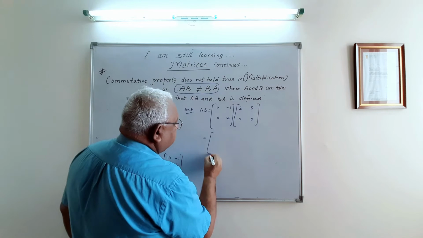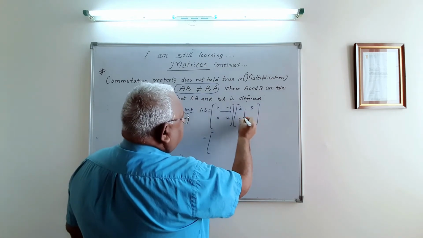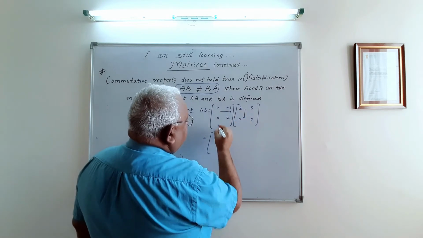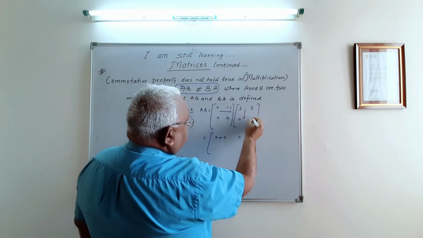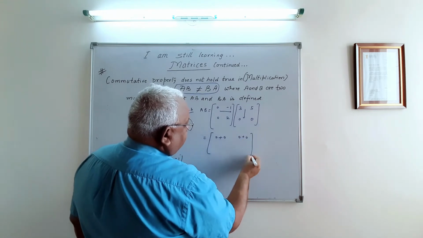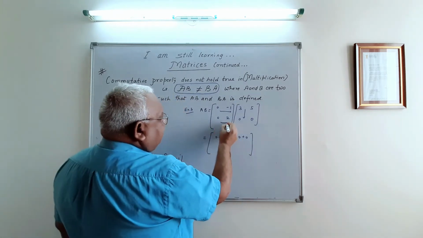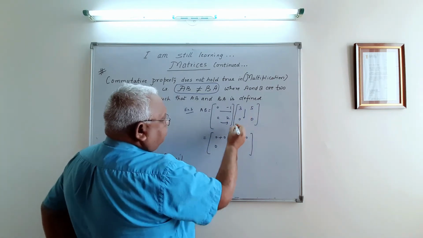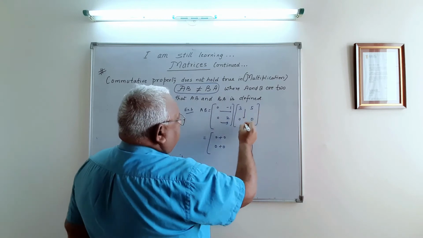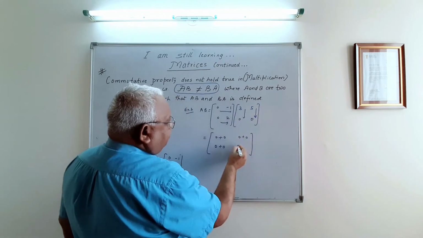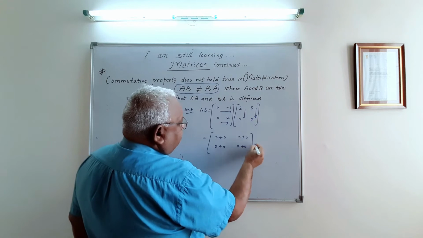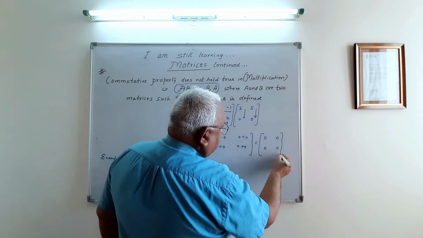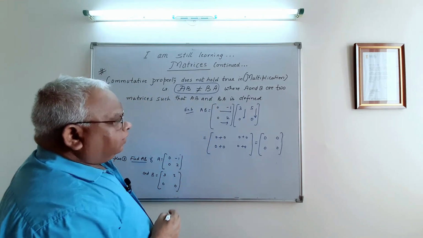So this is equal to, first row, first column, 0 into 3 is 0, plus minus 1 into 0 is 0, 0 into 5 is 0, minus 1 into 0 is 0. Second row, first column, 0 into 3 is 0, 2 into 0 is 0. Second row, second column, 0 into 5 is 0, 2 into 0 is 0. So what do you get? The resultant? A 0 matrix.